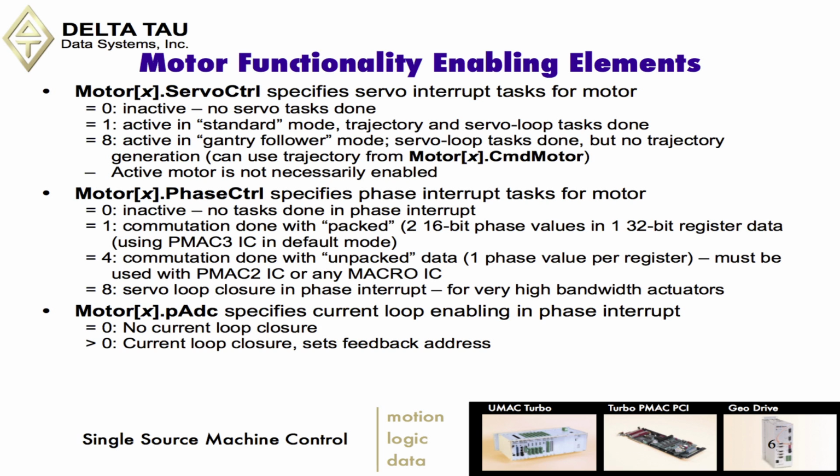Motor sub x.PhaseCtrl specifies whether or not the current loop has been enabled and what the address is. So if it's greater than 0, it enables the current loop feature for that motor, and it also sets what the feedback address is. So you're going to be pointing to one of the ADCs.